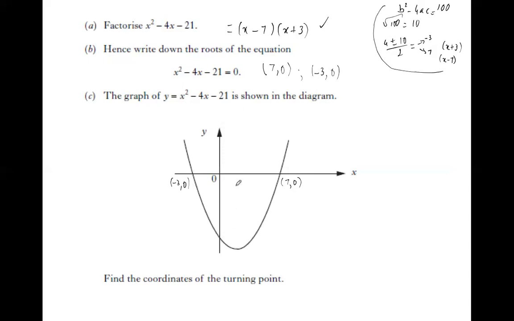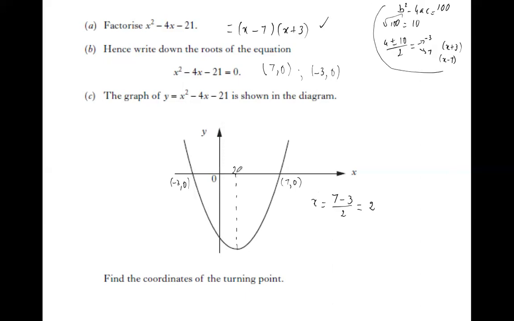The graph is shown here. Find the coordinates of the turning points. I've got 7, I've got negative 3. Remember what we said, it's halfway between them two. So you say x is 7 minus 3 divided by 2. So 4 over 2 is 2. So x equals 2 here.